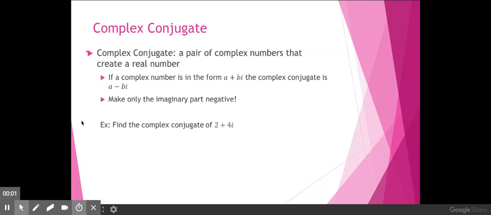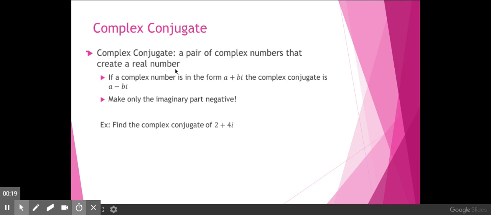The next thing we're going to look at with complex numbers is the complex conjugate. What this is, is a pair of complex numbers that create a real number. So if we are to multiply the complex number by its conjugate, it will create a real number. And there are some instances where we want that to happen.